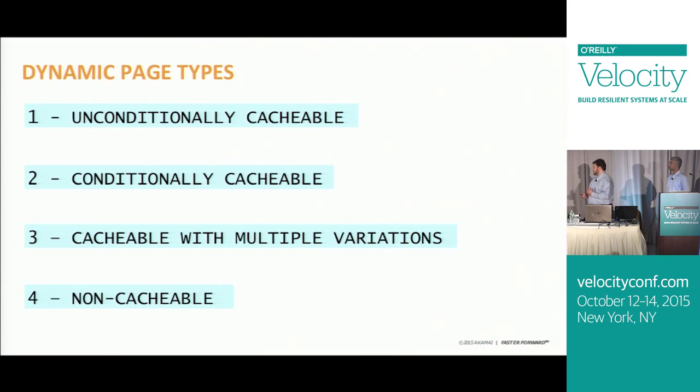So I'm going to break dynamic pages into 4 different categories, where we look at content that's unconditionally cacheable, content that's conditionally cacheable, content that's cacheable with multiple variations, and then content that's truly non-cacheable.